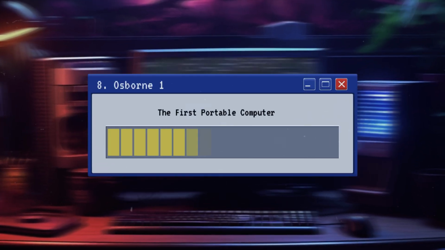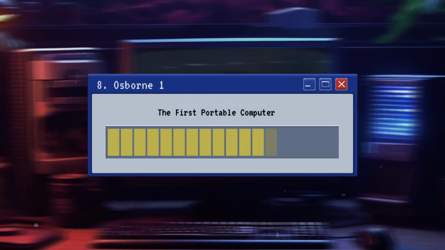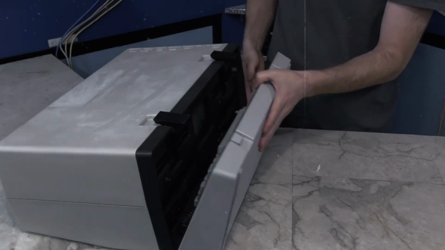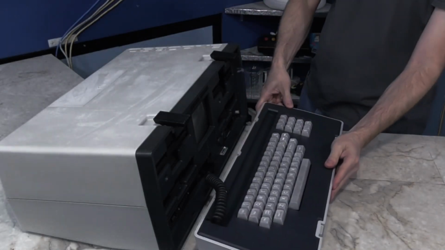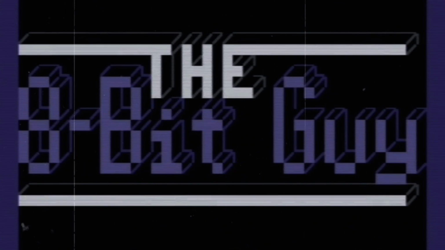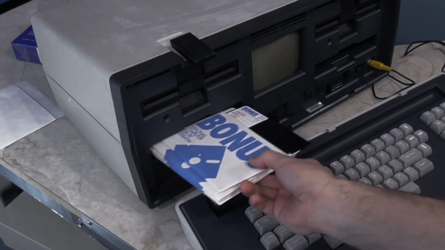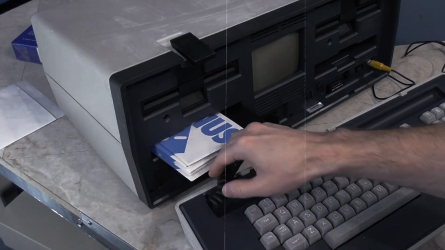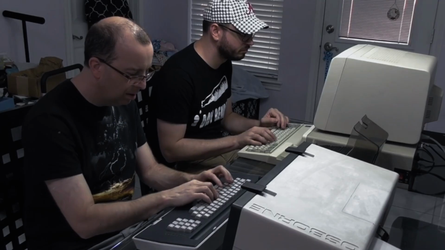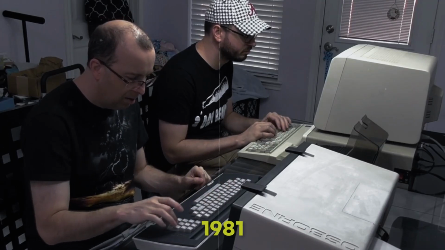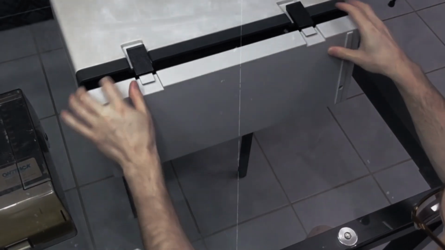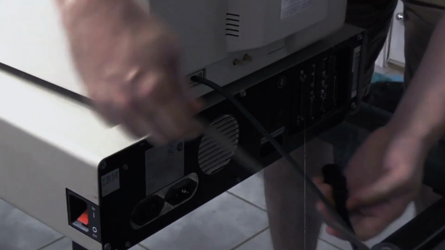Number 8. Osborne 1, the first portable computer. The Osborne has a special place among personal computers because it was the first one to be marketed as a portable computer. You could say that this was the precursor to the modern laptop. The Osborne 1 was released in 1981 and weighed a hefty 24 pounds. It was like carrying around a whole briefcase.